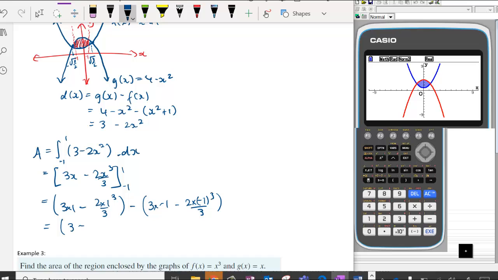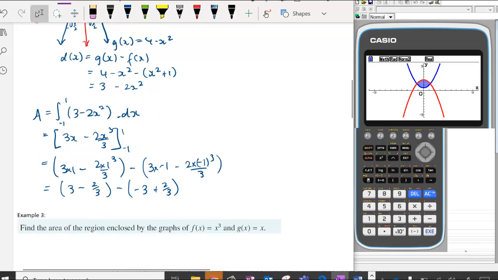So that is, we have 3 take 2/3 and we have negative 3 plus 2/3. So we end up with 9/3 take 2/3, which is 7/3 times 2, and we've got 14/3 units squared. Okay, so nice and straightforward.